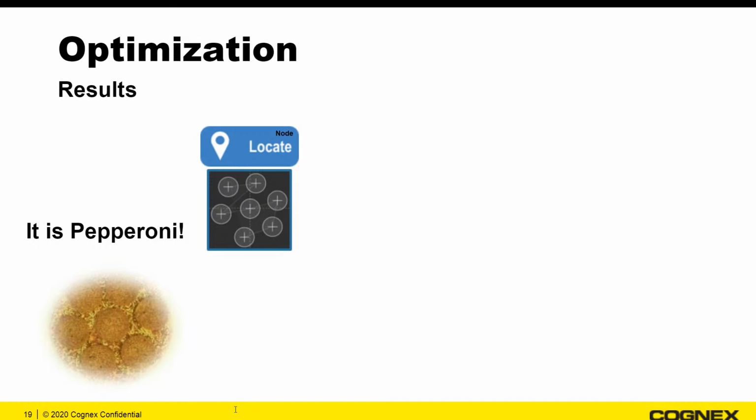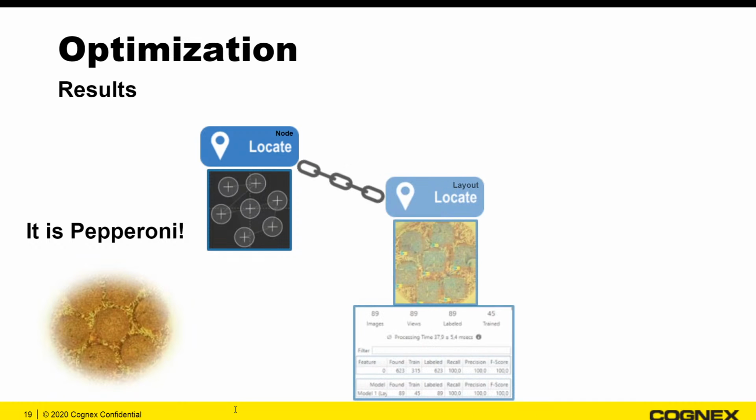After that, I am chaining, connecting another deep learning tool. This is also a very good advantage of inside VD, that you can connect two different deep learning tools, one after the other. I am using the coordinates of the Locate with nodes, and now I'm using the Layout model to check if every single pepperoni is in its right place. As you can see from the results, I got 100%. I was training 45 images and checking the results on 44 images. So I was basically training, again, 50% of the image set and checking the results with the other 50%.